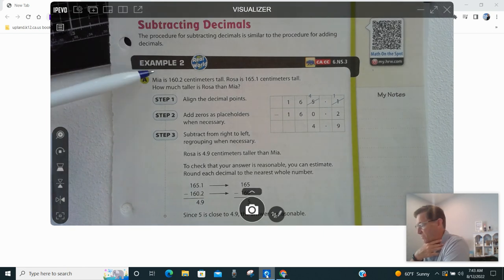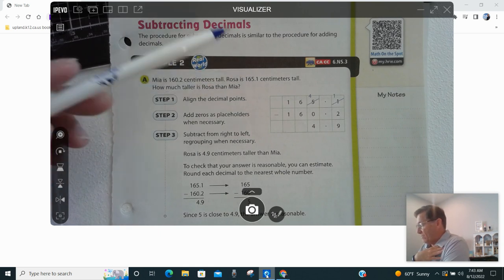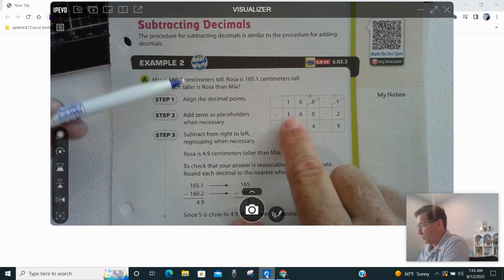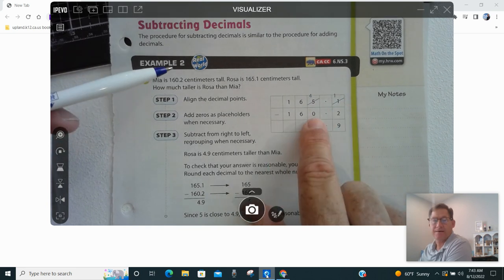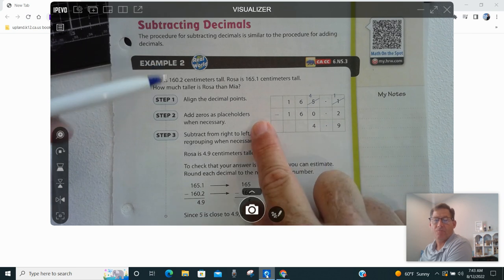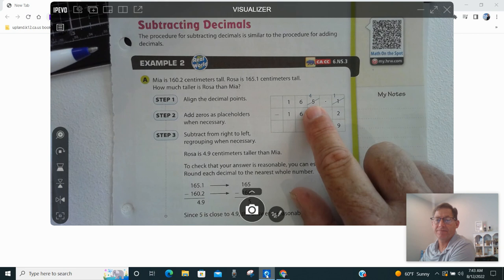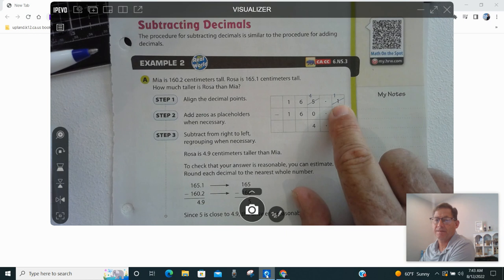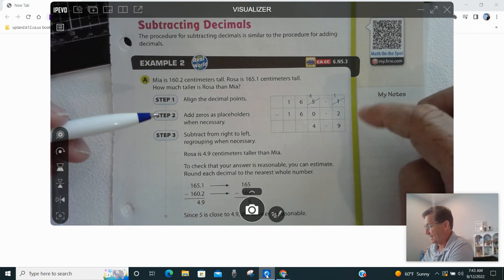So here's the example. Mia is 160 and 2 tenths centimeters tall. Rosa is 165 and 1 tenth centimeters tall. How much taller is Rosa than Mia? So we're going to align the decimal points. 165 and 1 tenth minus 160 and 2 tenths. And we can add zeros as placeholders as necessary. For instance, if this was just 165 minus 160.2, we would add a 0.0 here, so that we have the same digits. All right, so subtract right to left.